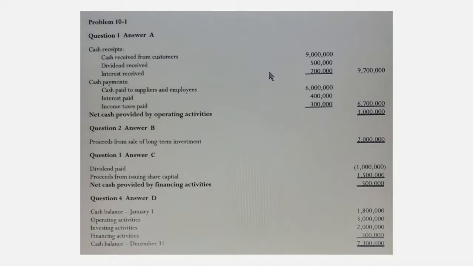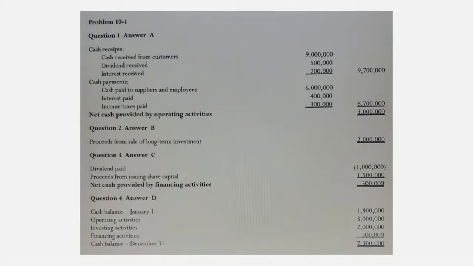So the questions are how much would be the net cash provided by the operating, investing, and financing activities, and how much should be the cash balance on December 31. So we begin with the cash provided by the operating activities. The items that are related to the operating activities include the receipts from the customers.